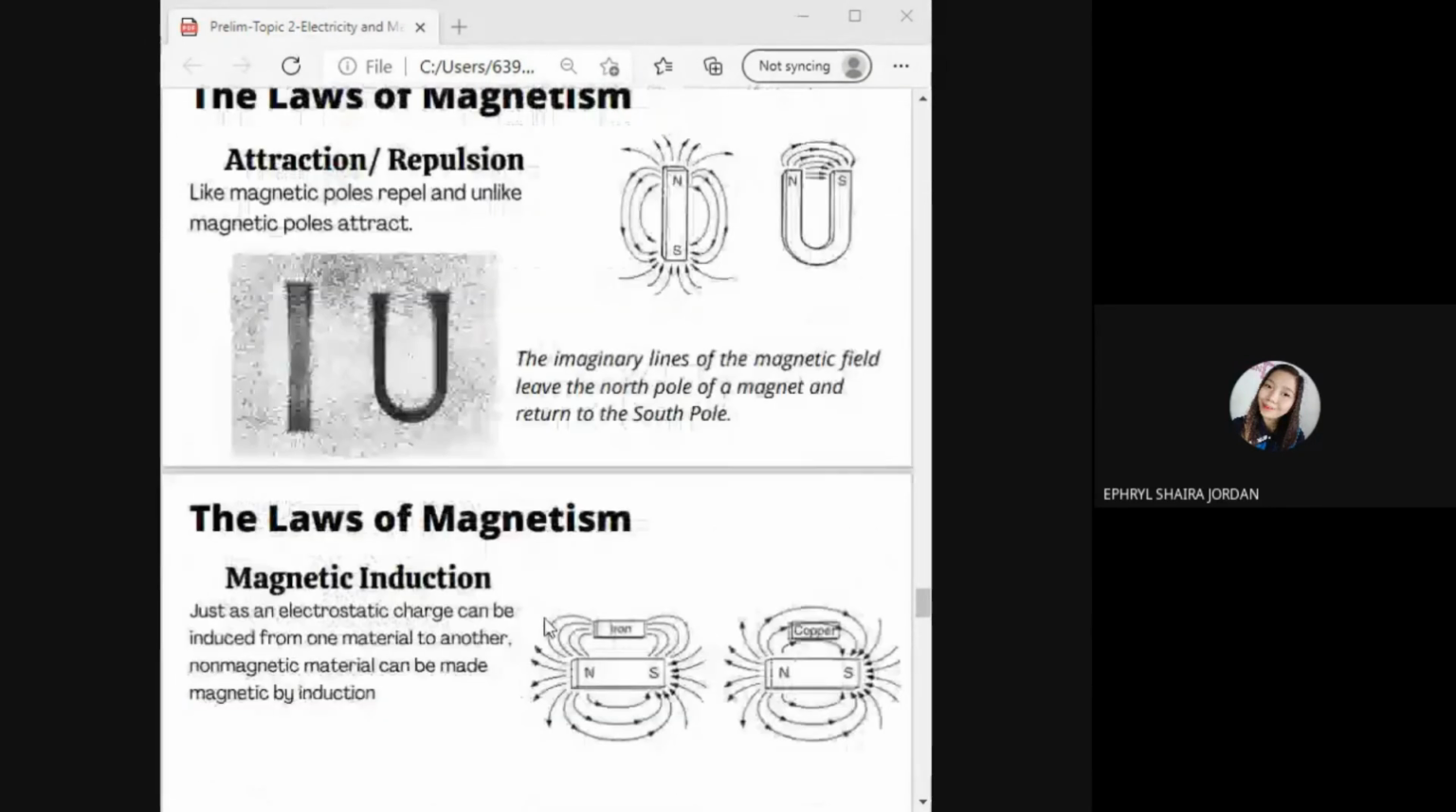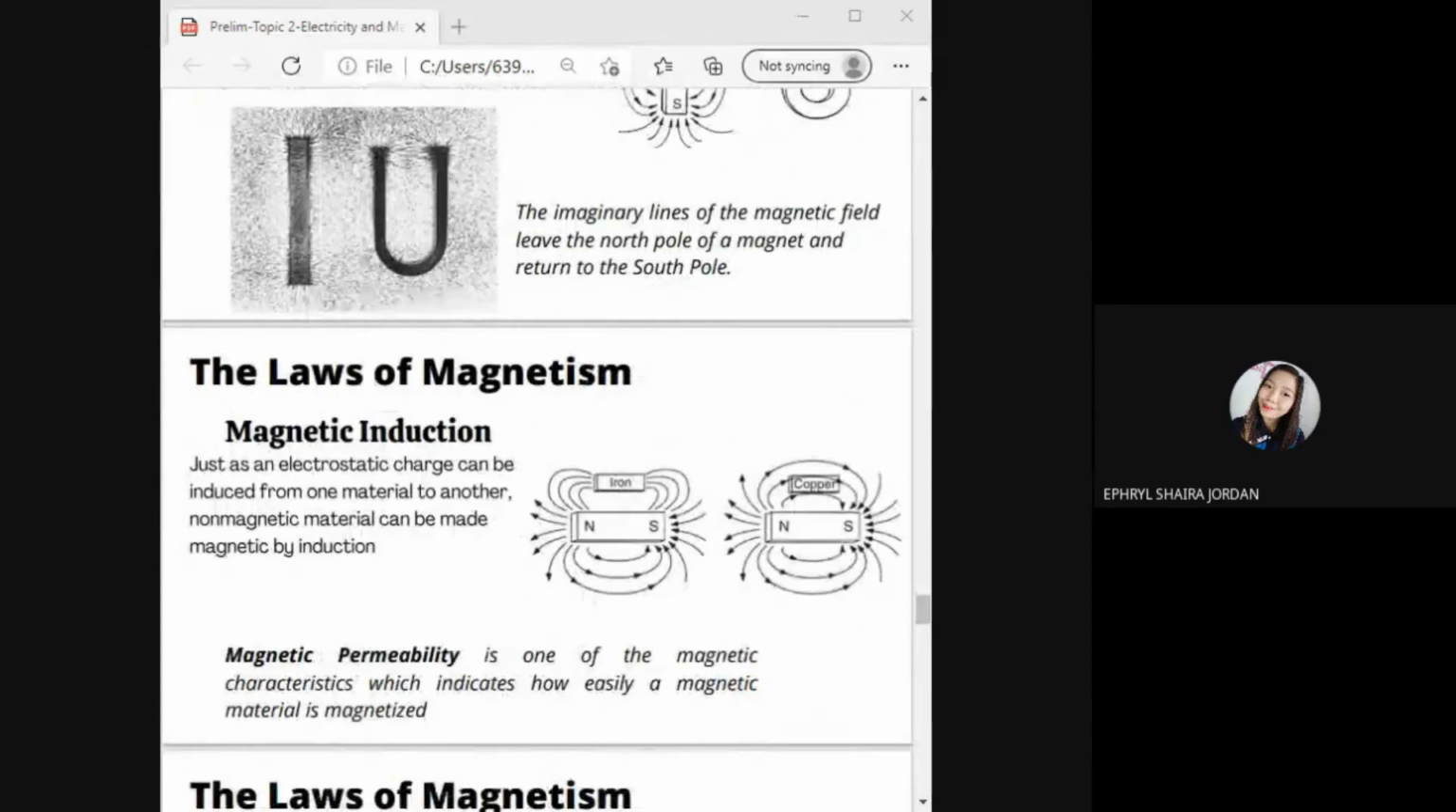The third is magnetic induction. Just as an electrostatic charge can be induced from one material to another, non-magnetic material can be made magnetic by induction. The magnetic field lines just described are called magnetic lines of induction, and the density of lines is proportional to the intensity of the magnetic field. Ang density daw ng line na ito, ano siya, proportional siya sa kung gaano kalakas ang magnetic field.